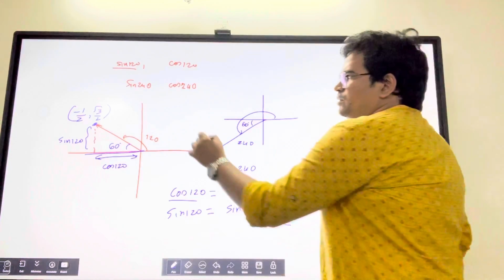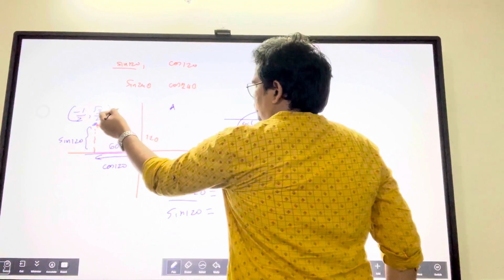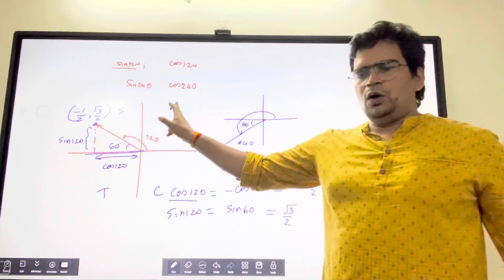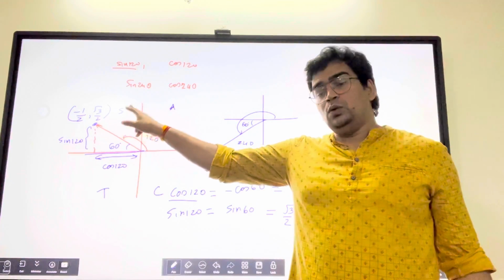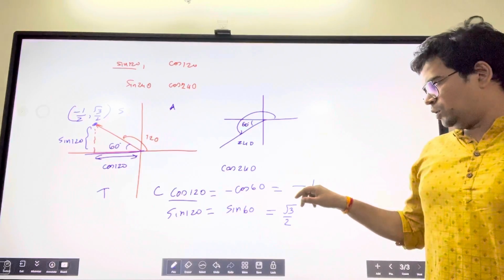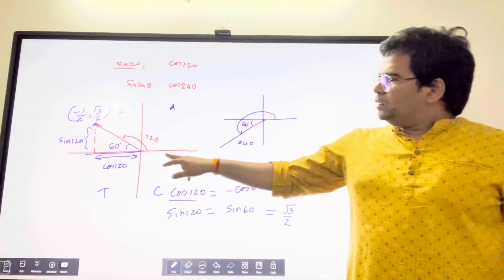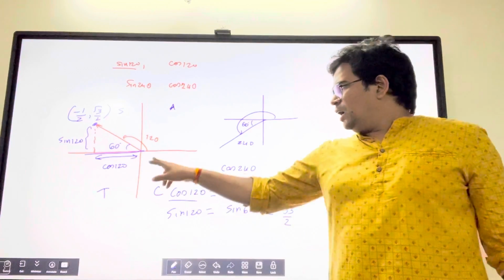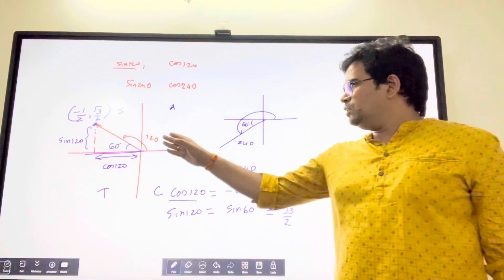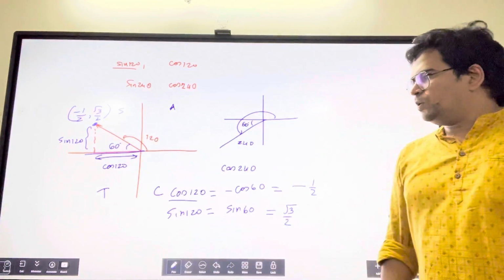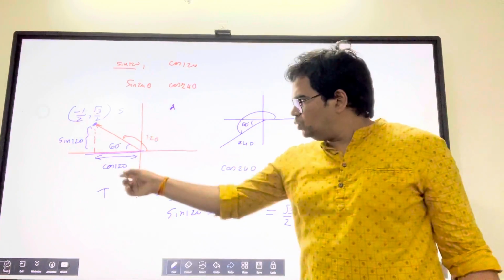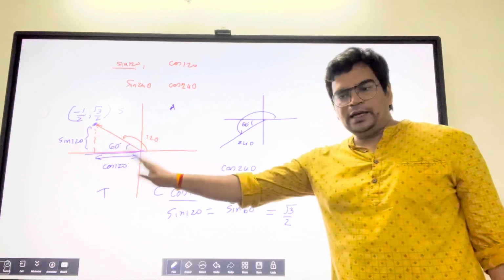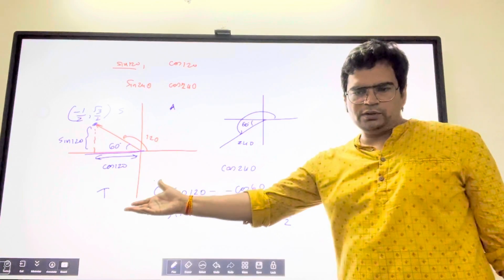For the signs, we have the general convention, the ASTC rule. In the first quadrant, all the ratios are positive. In the second quadrant, only sine is positive. That's why the cos you got is negative. For any angle in the third quadrant, only tan is positive, and any angle in the fourth quadrant will have cos positive. So this is the basic foundation by which you find the ratios of angles.